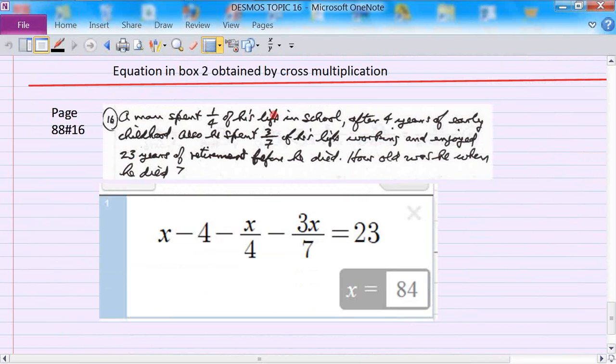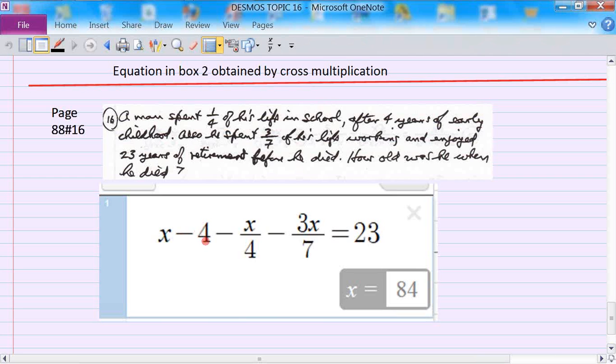A man spent a quarter of his life in school after 4 years of early childhood. Also, he spent 3/7 of his life working and enjoyed 23 years of retirement before he died. How old was he when he died? So we're going to let x equal his age. We've done this problem and we just let x equal his age.